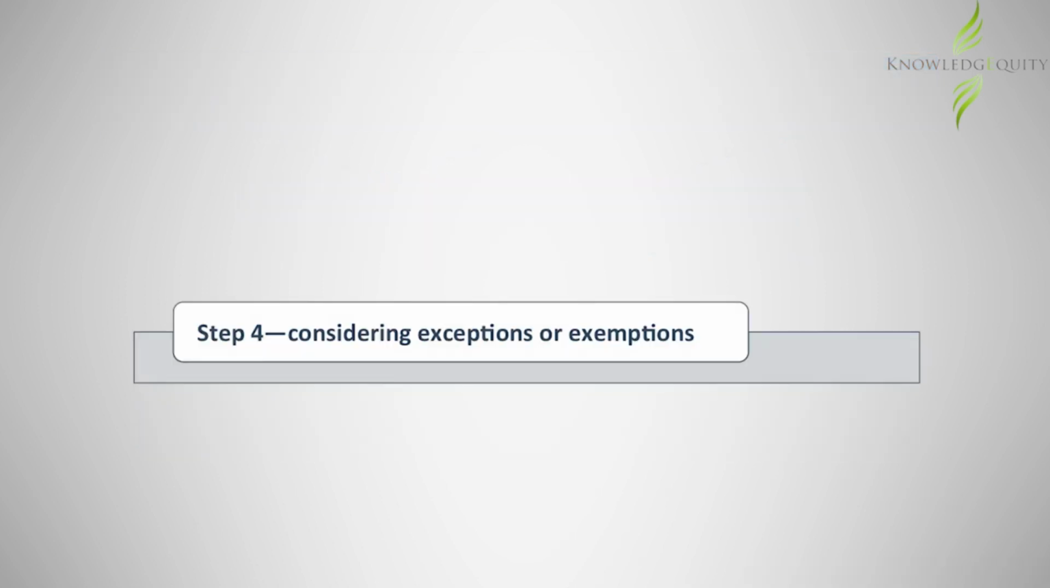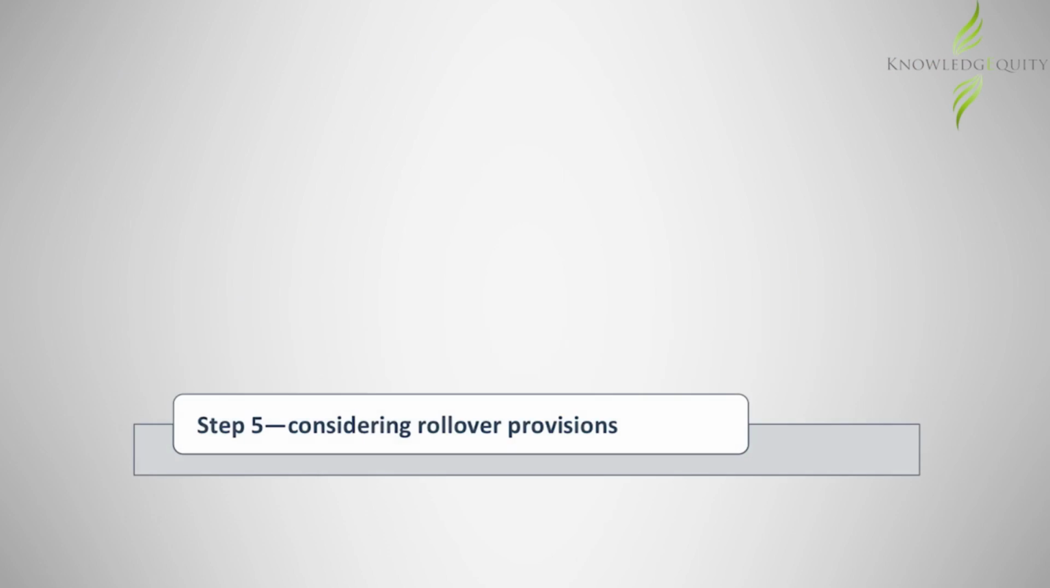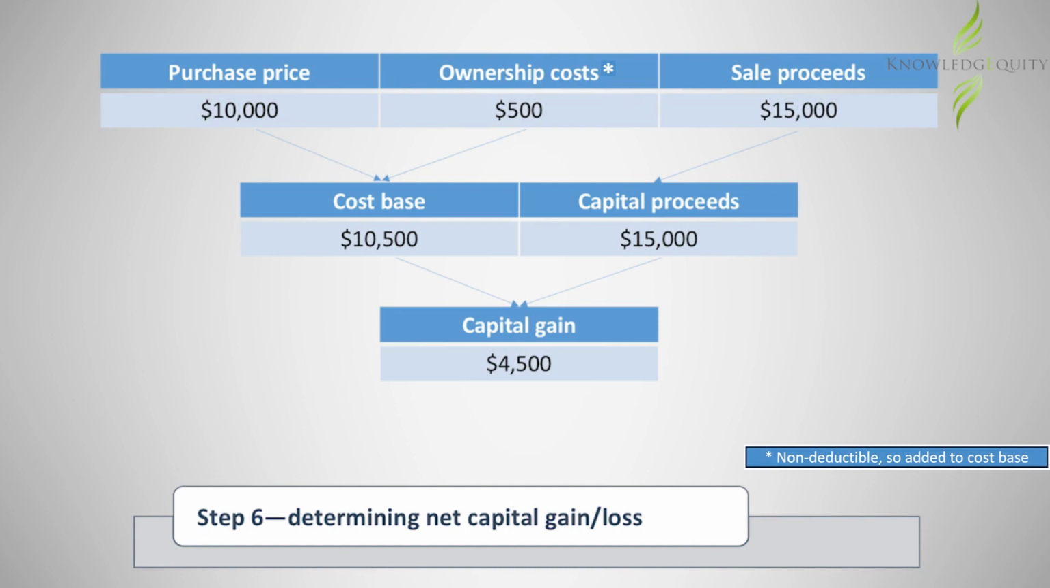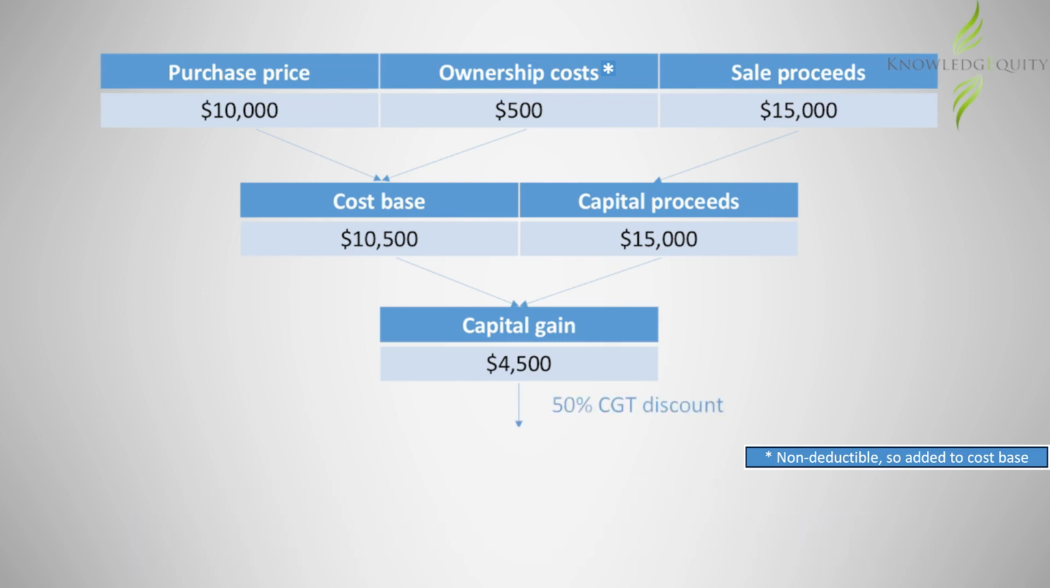There are no exceptions or exemptions to consider, and no rollover provisions apply. The capital gain is $4,500, and while there are no capital losses to apply, as an individual taxpayer, Fran is entitled to a 50% CGT discount on the gain, as the shares were held for over 12 months. The net capital gain is therefore $2,250, and this amount is included in Fran's taxable income.